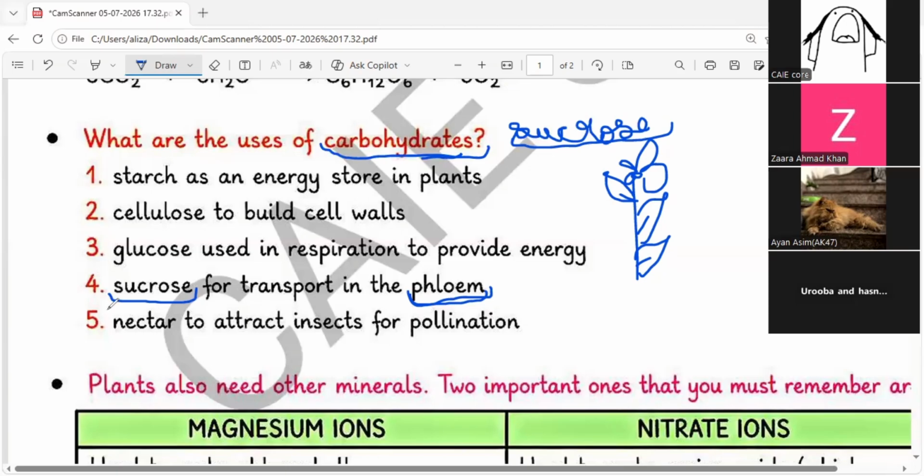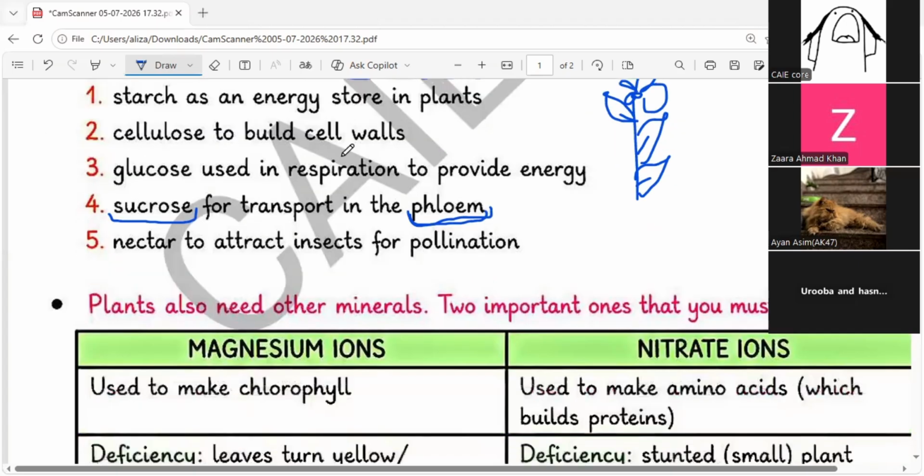So I hope you understood all these 4 uses that we have discussed till now. So the transport that takes place in the plant is sucrose. Sucrose is used for transport in the phloem, and phloem basically does the job of transportation. You will learn that later in transport in plants. Now let's move forward.